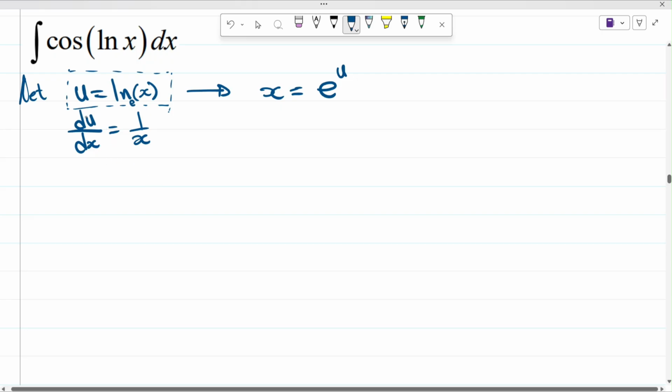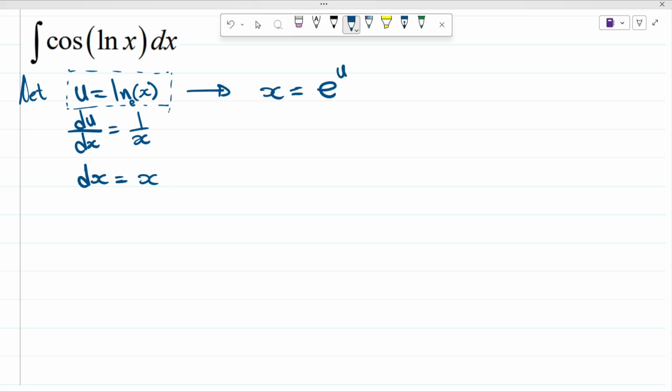So now let's make dx the subject of the formula here. We'll realize that dx is equivalent to x du. You understand? We just cross multiply, and then we find that dx is equivalent to x du. And we know that our x is equivalent to e to the power u. So dx is equivalent to e to the power u du. Now we've got everything in terms of u.